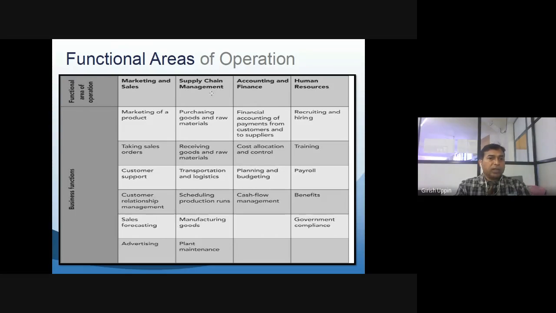Then the next functional area is the supply chain management. What are the business functions? Purchasing goods and raw materials. So they purchase the goods and raw materials, receiving goods and raw materials.